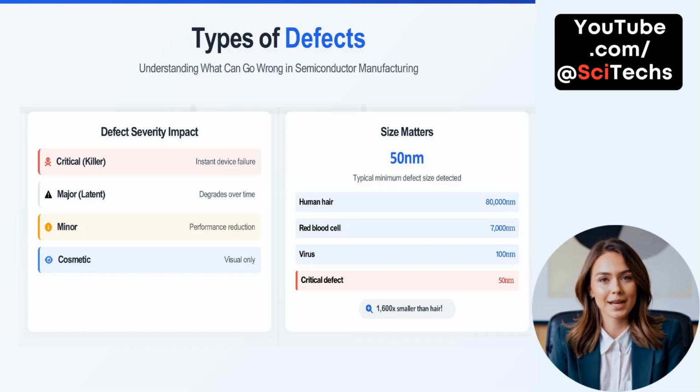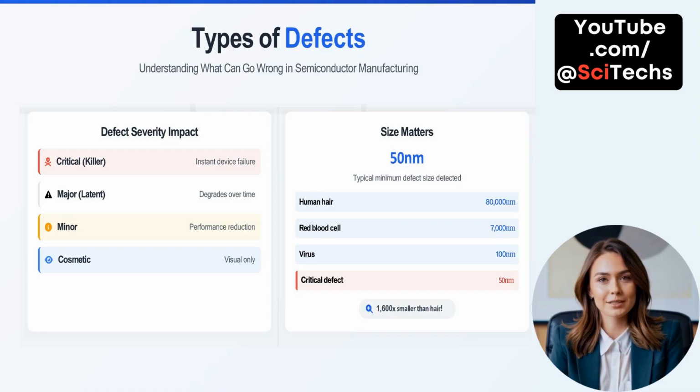Defect severity, impact, and size matters. Defects in semiconductor devices are not all equally harmful. Their impact depends on severity. Critical, or killer, defects are the most serious, leading to instant device failure. These can render a chip non-functional, even before it leaves the fab.